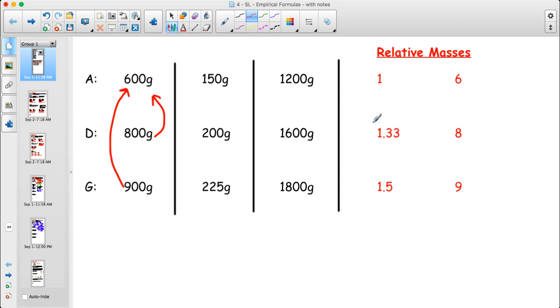So 1 to 1.3 to 1.5 is fine. We could use those values as the relative masses of A to D to G. We could also make them whole numbers if we wanted to make things slightly simpler. So 1 to 1.3 to 1.5 is the same as 6 to 8 to 9. So these values here are the relative masses of candy A to candy D to candy G.